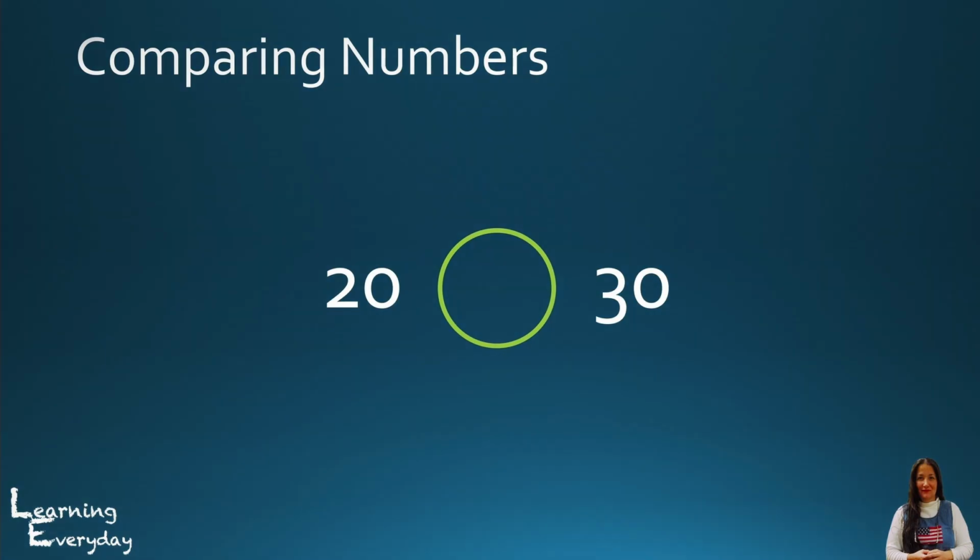Comparing numbers. You see a 2 on the left. On the right, you see a 3 in the tens column. So right away you know that 2 is less than 3. 20 is less than 30.